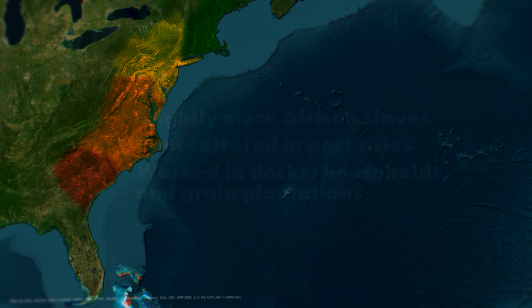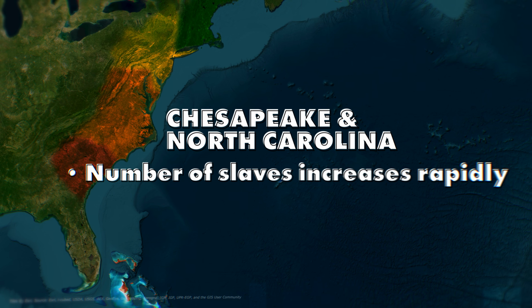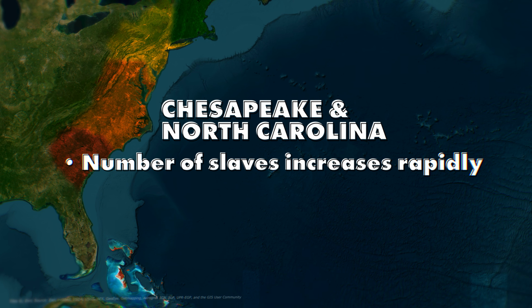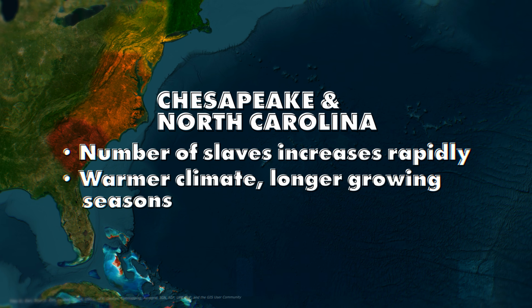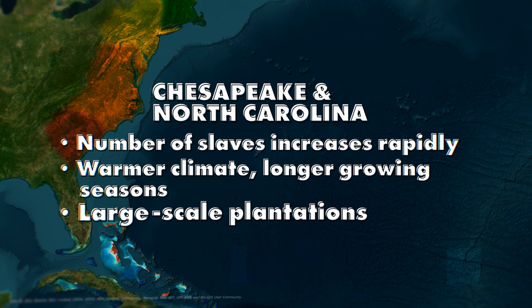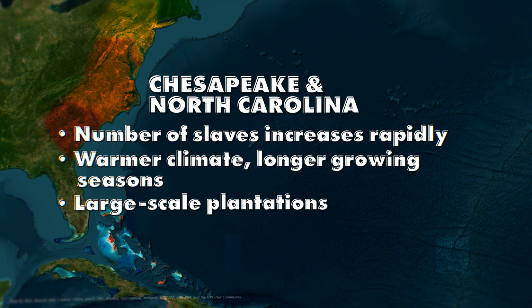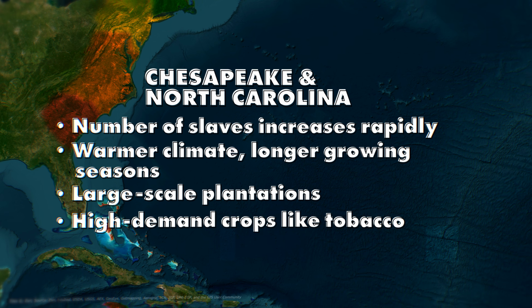But then as we start to move into the Chesapeake region, the amount of enslaved Africans begins to spike rapidly. Since we're getting into a region where the climate is warmer and the growing seasons are longer, that meant that this region was dominated by large-scale plantations that exported, among other things, high-demand crops like tobacco.